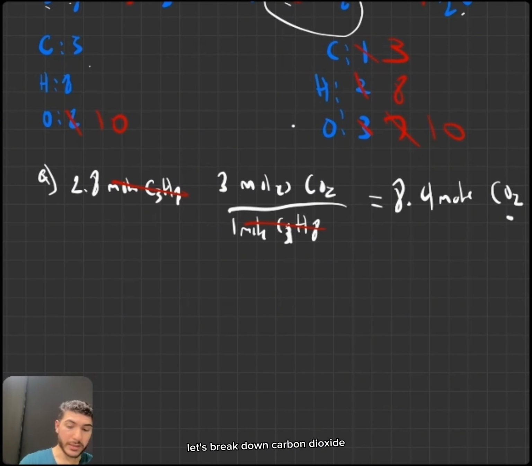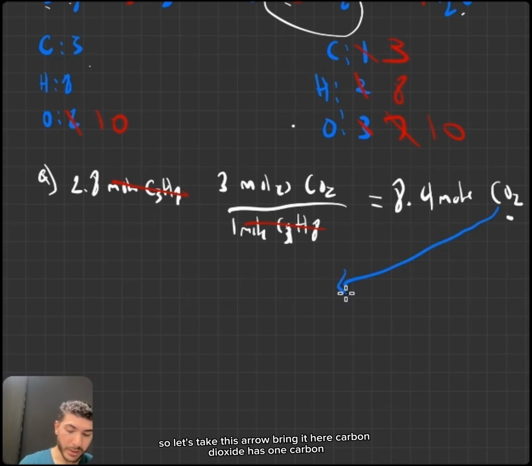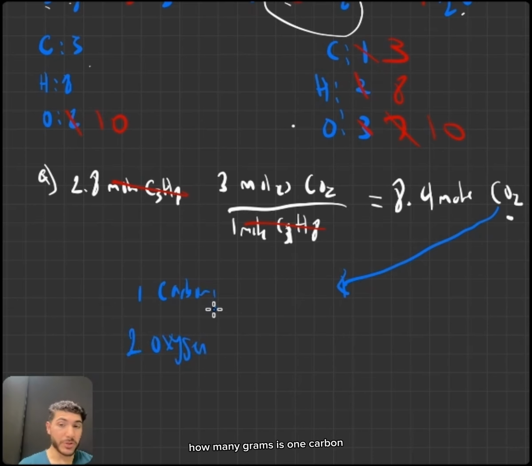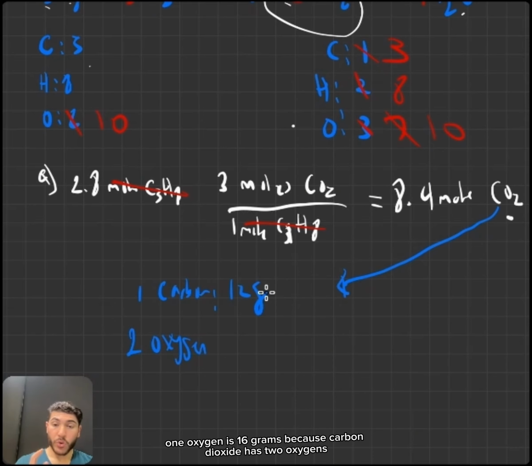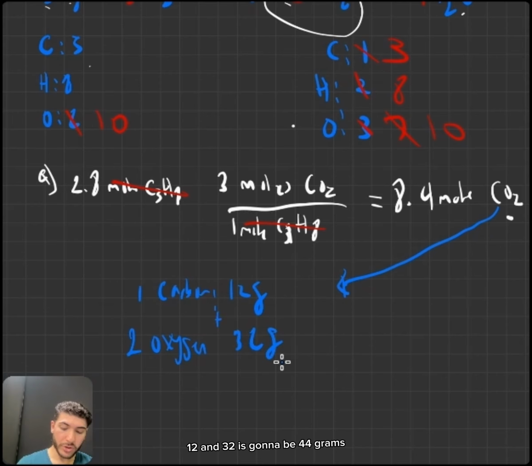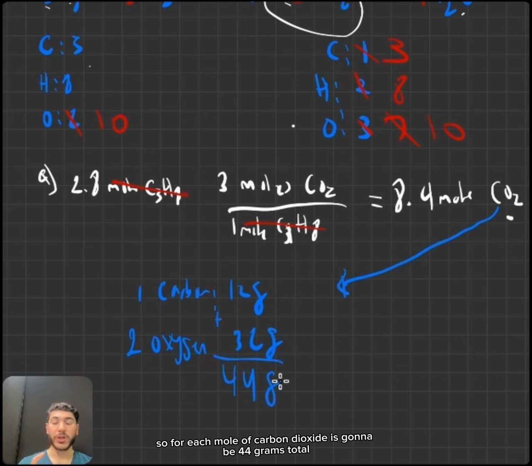Let's break down carbon dioxide. Carbon dioxide has 1 carbon and 2 oxygen. How many grams is 1 carbon? 1 carbon is going to give you 12 grams. 1 oxygen is 16 grams. Because carbon dioxide has 2 oxygens, it's going to become 2 times 16, which is 32 grams. 12 and 32 is going to be 44 grams. So for each mole of carbon dioxide, it's going to be 44 grams total.